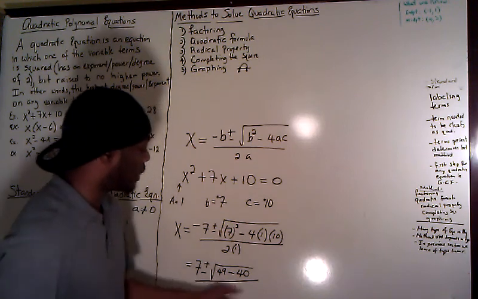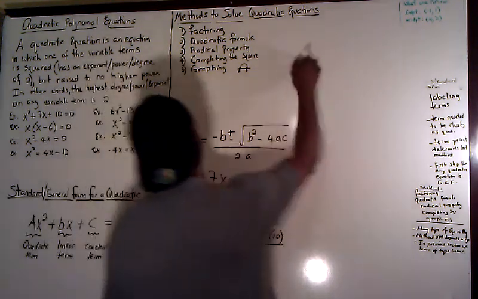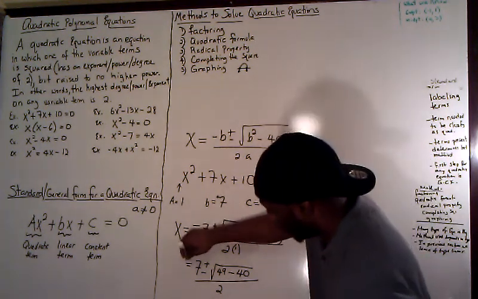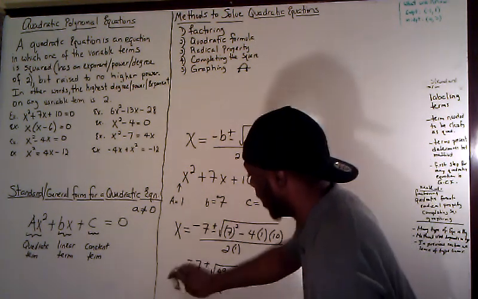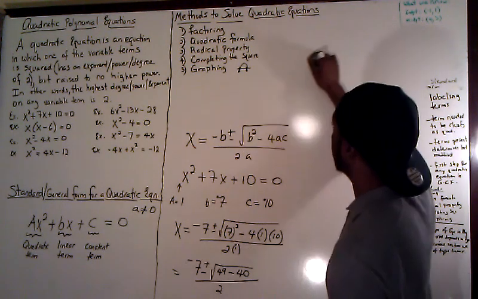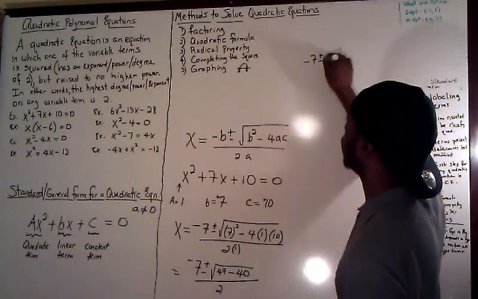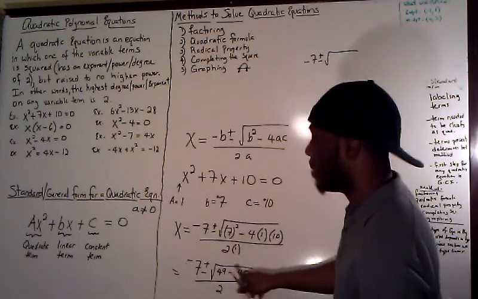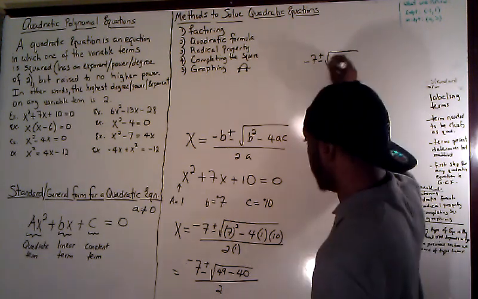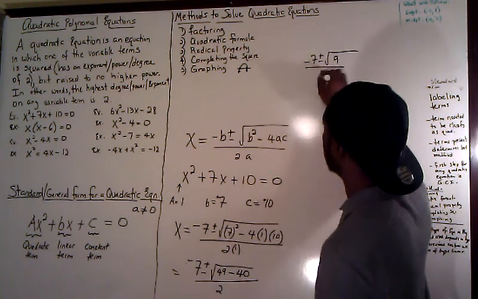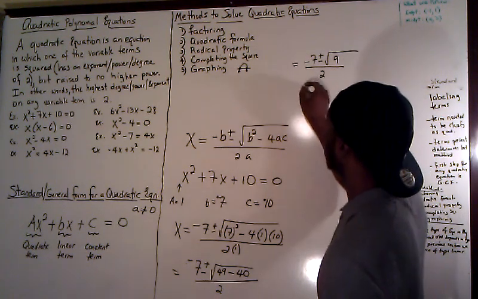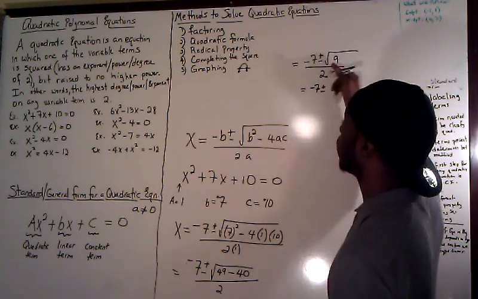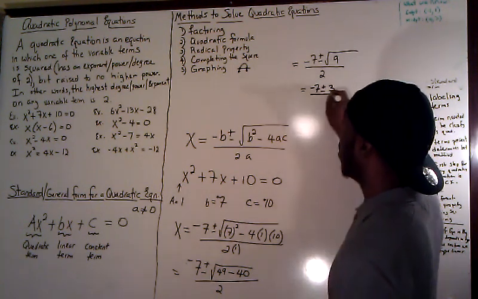So let's go ahead and further simplify what's under this radical. So we're going to do that up here. Excuse me, I missed my sign there. So it should be minus 7. So it's minus 7 plus or minus the square root of, well, 49 minus 40 is just a matter of 9 all over 2. And then once we continue to simplify, we have minus 7 plus or minus, well, the square root of 9 is 3 all over 2.